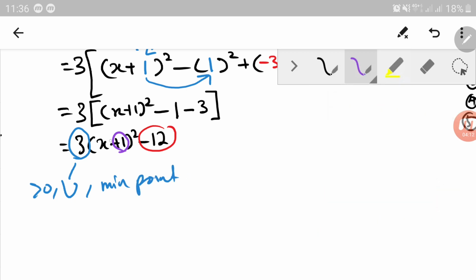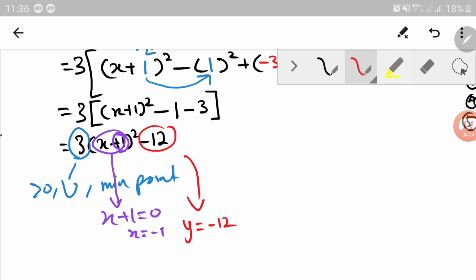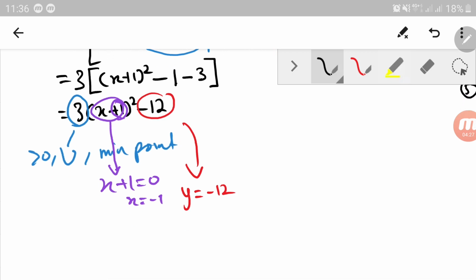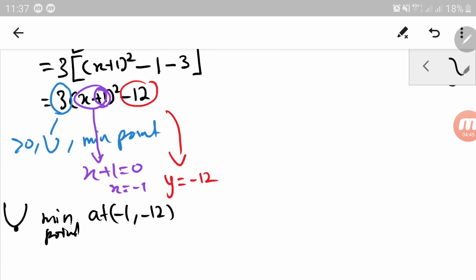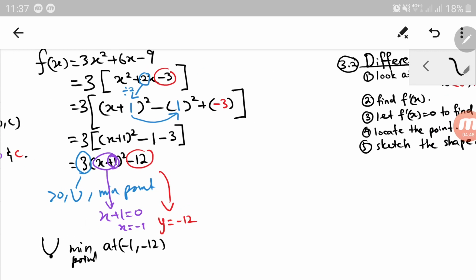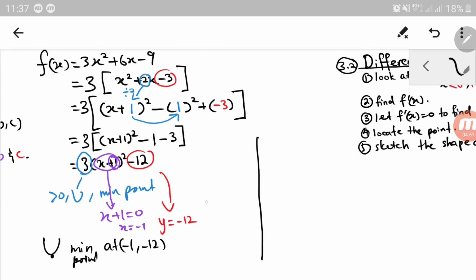Next is this value. What to do? x plus 1 equals 0, so x is minus 1, and then for y we just copy, y equals minus 12. Therefore the minimum point is at (minus 1, minus 12). So we are expecting a smiley curve with a minimum point at (minus 1, minus 12). So let's sketch it, maybe like this.